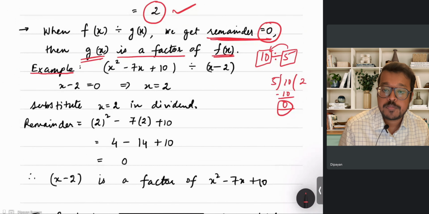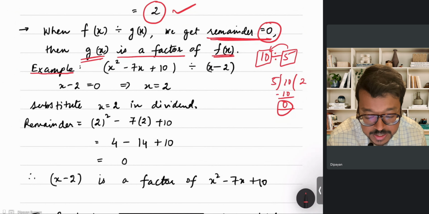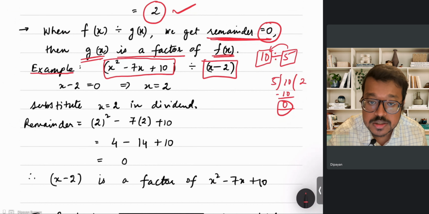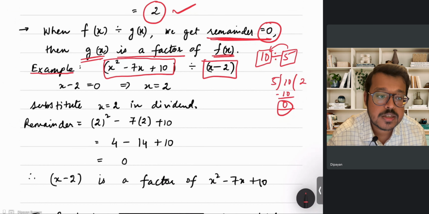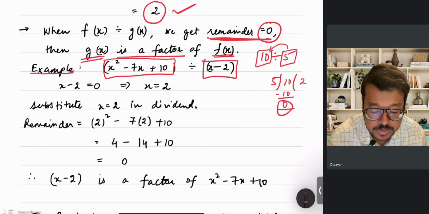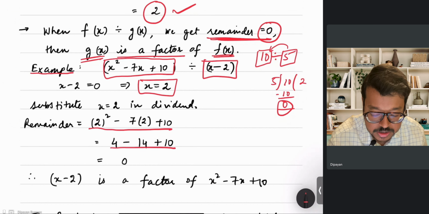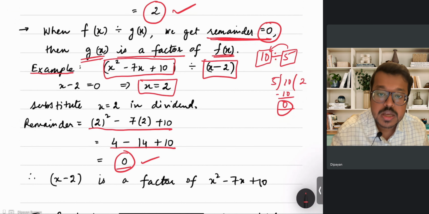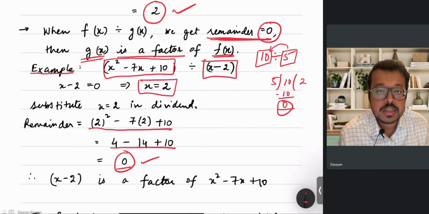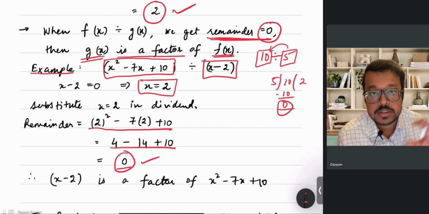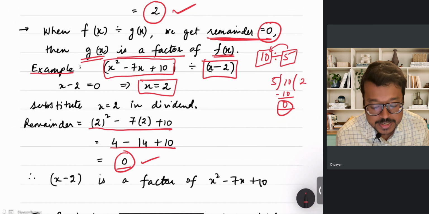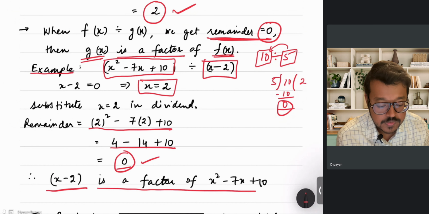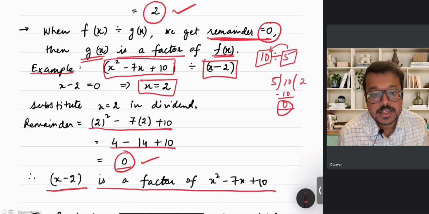So in case of polynomials, let's take the example of x square minus 7x plus 10, I am dividing with x minus 2. So if I look at the value of x equal to 2, the divisor becomes 0. So the same value x equal to 2, if I substitute in the dividend and I evaluate that expression, I am getting the result 0. So that means the remainder in this situation after doing the division is 0. That means x minus 2 has to be a factor of the dividend x square minus 7x plus 10.